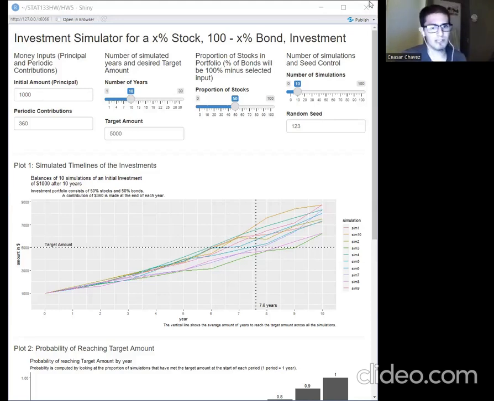My Shiny app is an investment simulator for an X% stock, 100 minus X% bond investment. The widgets let you control the initial amount or principal, your periodic contributions, which is the money you put in at the end of each period, the number of years of the simulations, the target amount you'd like to reach, and the proportion of stocks in your portfolio. The proportion of bonds will be 100 minus that X%, which is how the title was achieved. You can also control the number of simulations displayed and the random seed.